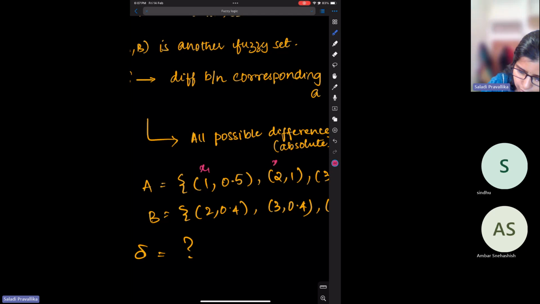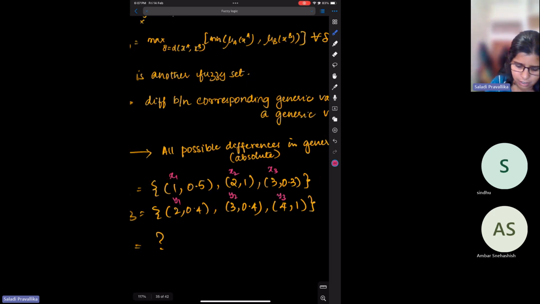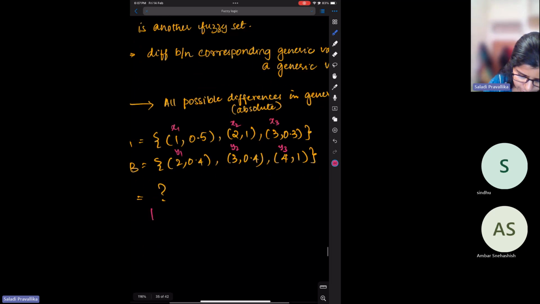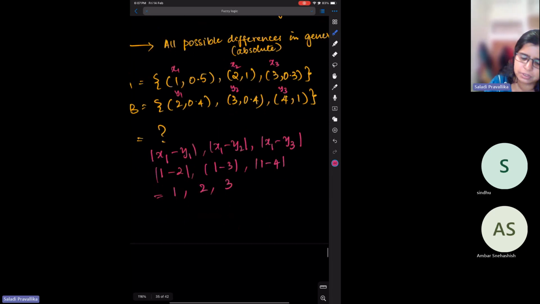This one as x1, x2, and this is x3, y1, y2, y3. Okay, let us take the differences. Let's do x1 minus y1, x1 minus y2, x1 minus y3. Okay, what are the values? 1 minus 2, 1 minus 3, 1 minus 4. Right? So that is equal to 1, 2, and 3. Okay, that is with respect to x1.